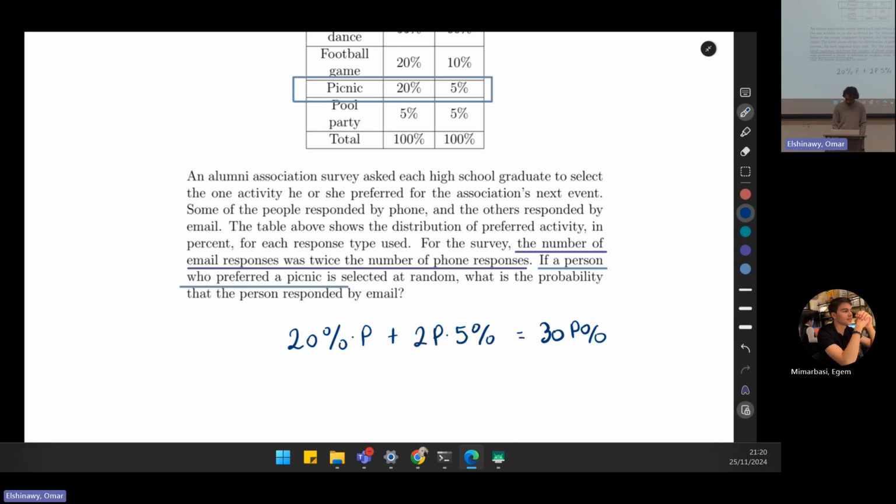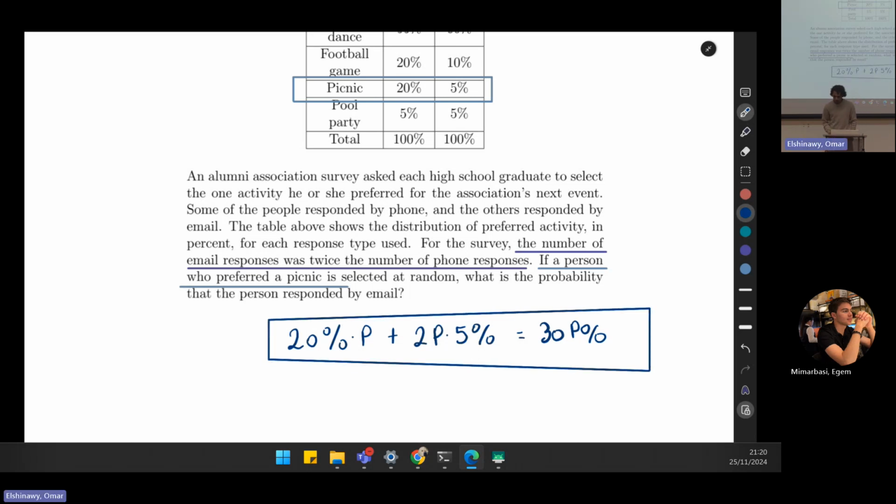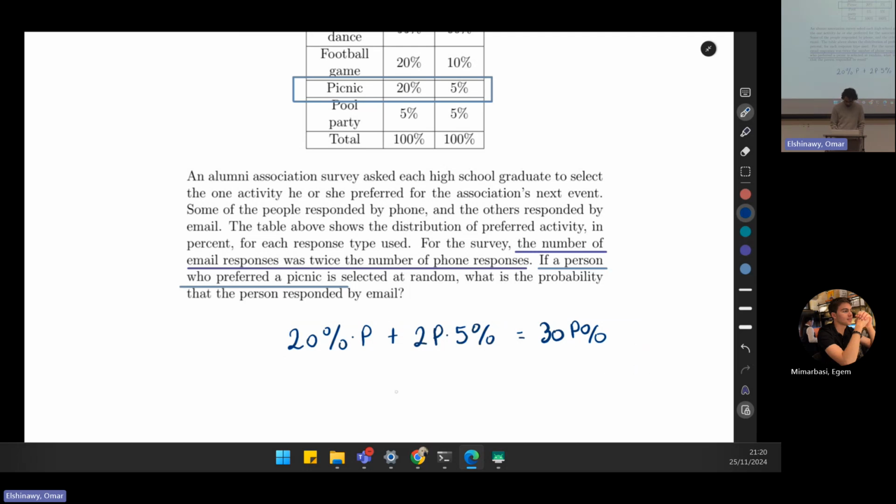So now we ask the question. This is all possible outcomes. This is the pool that we're looking at. But how many of these people replied really by email? It's a third. That's actually the answer. So the answer is a third.